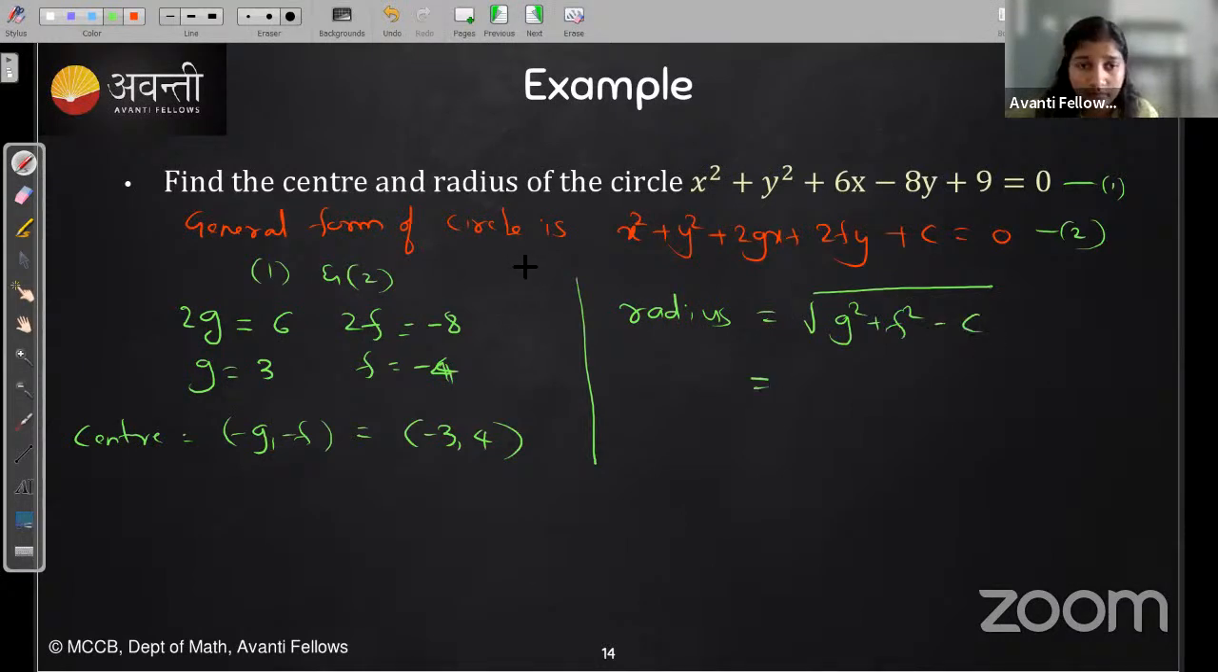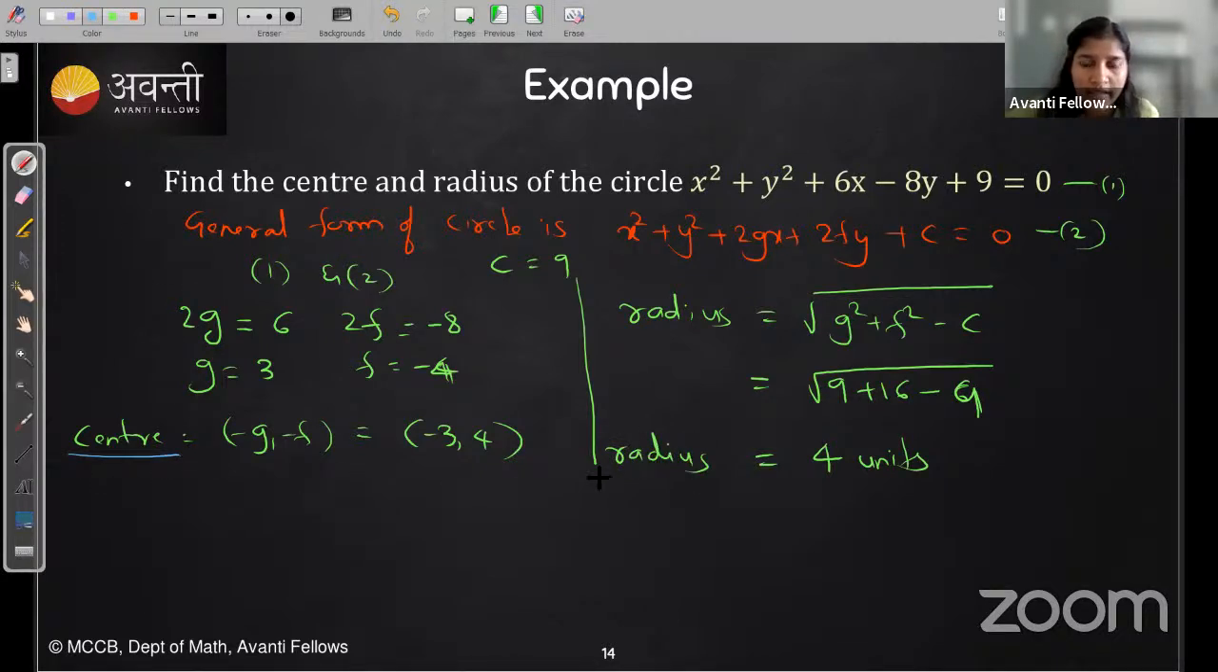Correct? Okay, what is c here? C is 9. So this is going to be under root g square, that is 9, plus 16 minus 9. So radius is going to be what? 4. 4 units. Okay? So this will be the center and radius of our given circle.